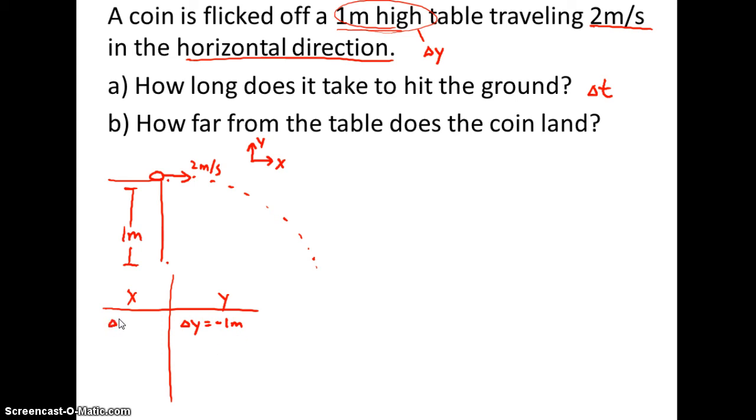In the x direction, well, we're not sure. It's going to be the distance that it travels from here to here. If you read ahead, you'd see how far from the table does the coin land. That's asking for delta x.